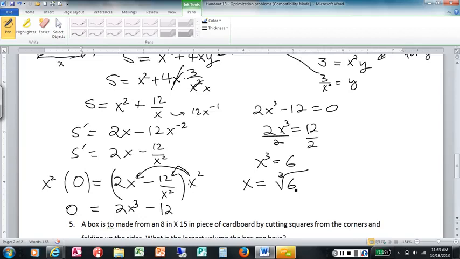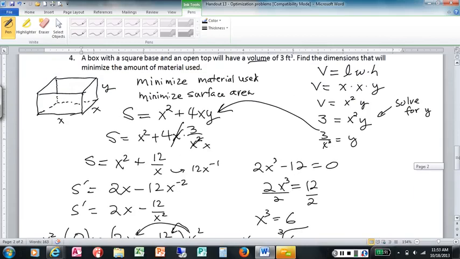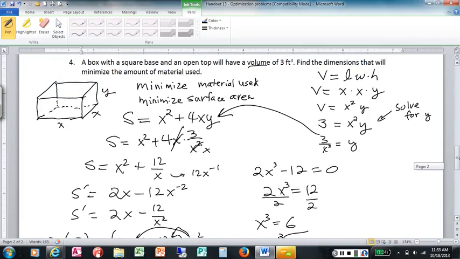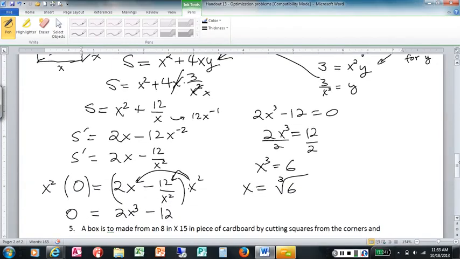Okay. There's 2 other answers there, but they turn out those are imaginary. Just FYI there. But anyway, in case you're curious. The cube root of 6 is the one we want, obviously. All right, what was the question? Find the dimensions that will minimize the amount. All right, so the minimum is going to occur at the cube root of 6.